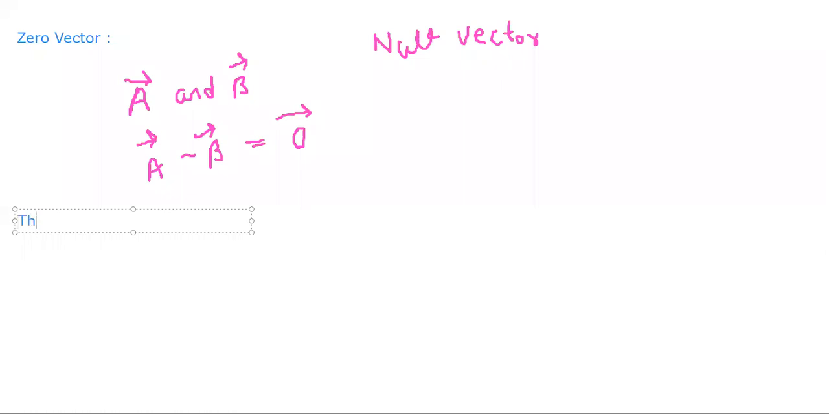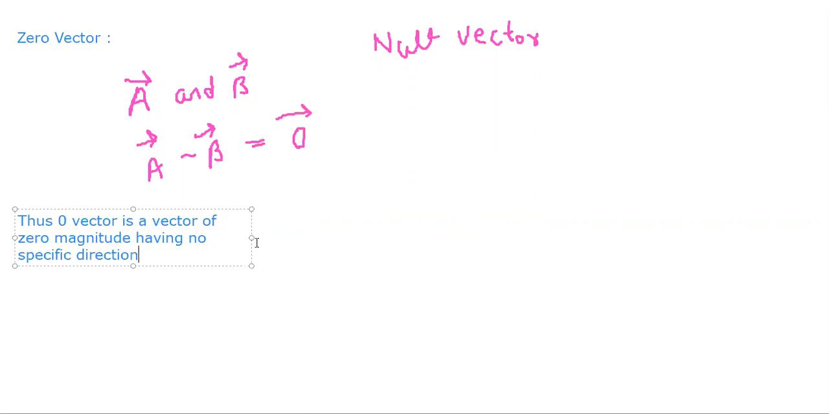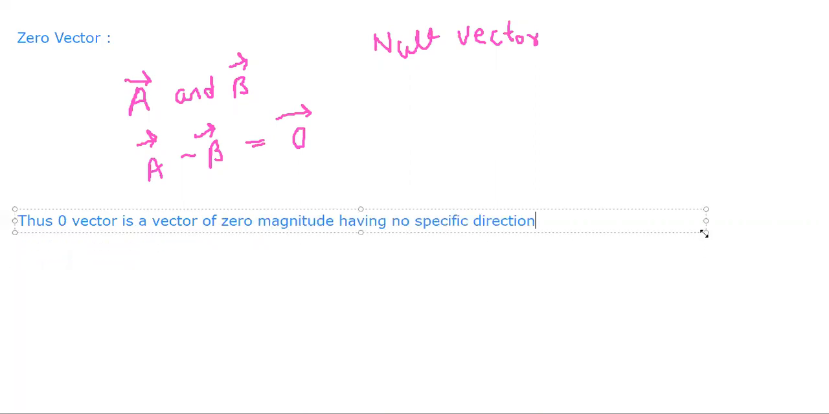Thus, you can write a definition also: 0 vector is a vector of 0 magnitude, having no specific direction. This can be the definition of a 0 vector. It is also called a null vector.